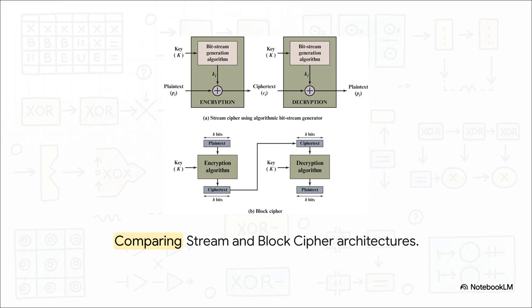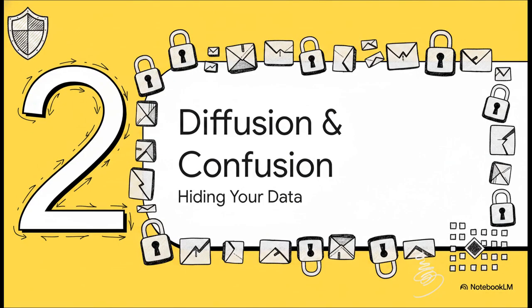Let's think about the flow of these two architectures. With the stream cipher, you have a setup relying on a bit stream generation algorithm, pumping out a continuous key stream that combines with the plain text bit by bit. But with the block cipher, you've got entire blocks of plain text going right into the encryption algorithm as one single unit alongside the key, and popping out the other side as a complete block of ciphertext. It's this block approach that we're going to laser focus on today. Section 2. Diffusion and confusion explained.